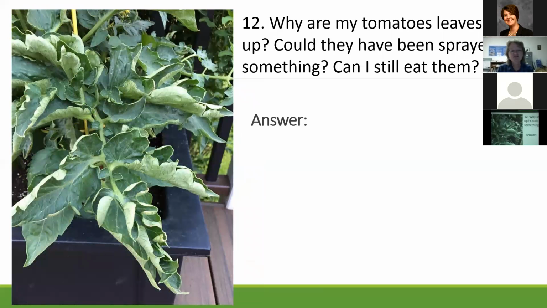Okay, this one you should know the answer. So different picture, but why are my tomato leaves rolling up? Could they have been sprayed with something, and can I still eat them?